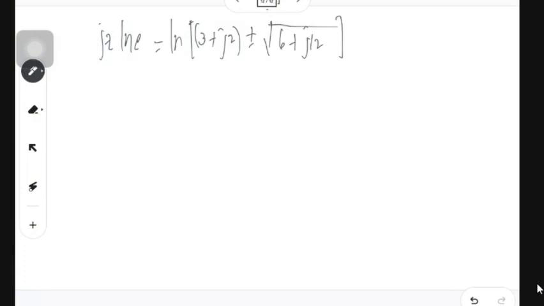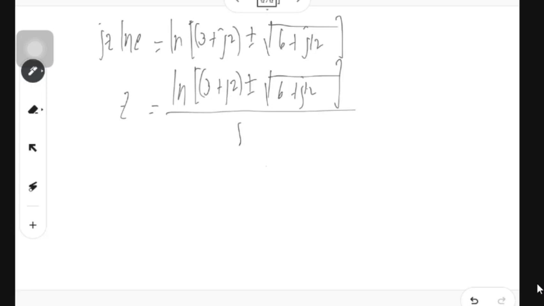Now, solving, take note that ln of e is equal to 1. Therefore, your z is natural logarithm of 3 plus j2 plus or minus square root of 6 plus j12, then divided by j. But what is z? Z is the arc sine of the quantity 2 minus j3.